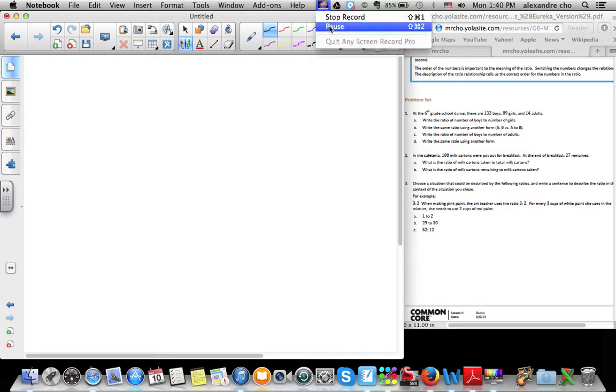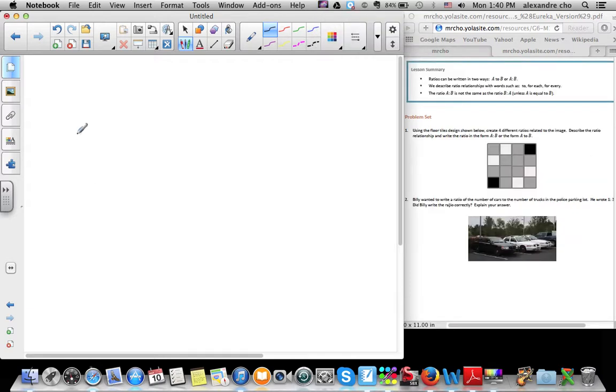Alright, page 6. Using the floor tiles design shown below, create 4 different ratios related to the image. Describe the ratio relationship and write the ratio in the form A to B, A colon B, or A over B. Alright, so everybody can have a different one. I'm going to say that there are 2 black squares for every white. So the ratio of black squares to white squares is 2 to 4.